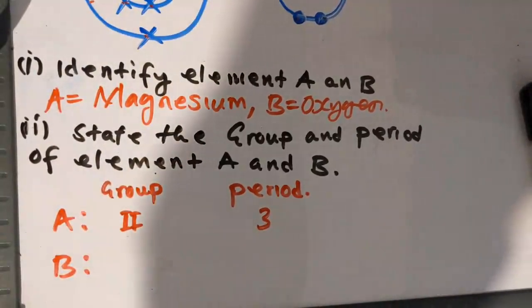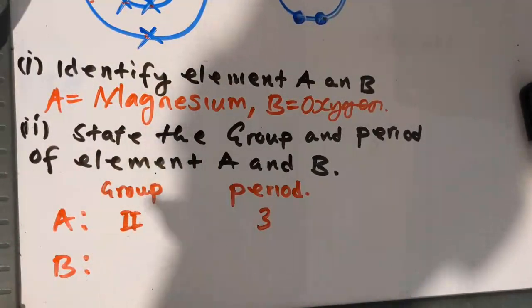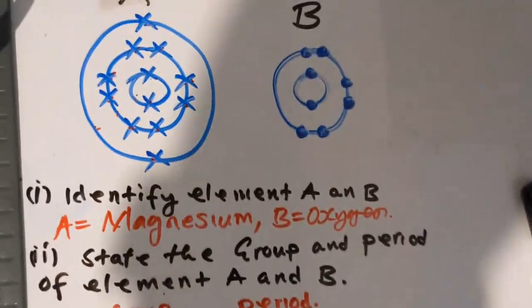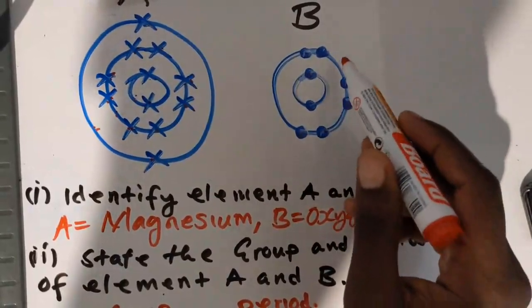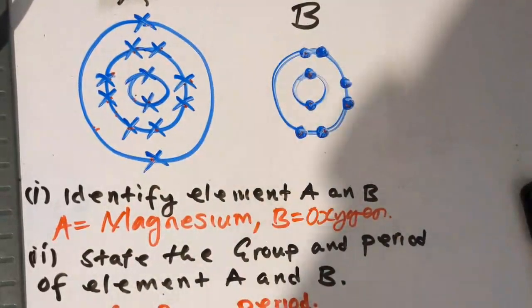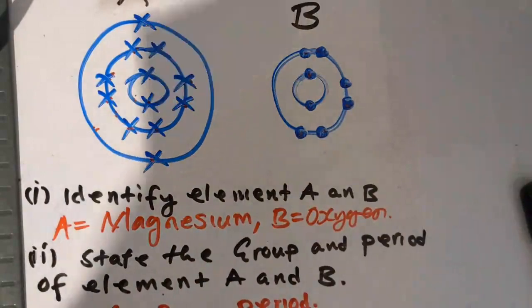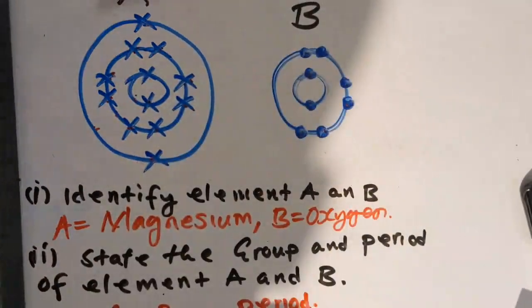If you look at B, we count the number of electrons for us to know the group number. So let's count the number of electrons. 1, 2, 3, 4, 5, 6, 7, 8. Definitely we have 8 electrons. The element that has 8 electrons is oxygen. When you go to oxygen, it has 8 electrons. Very simple.